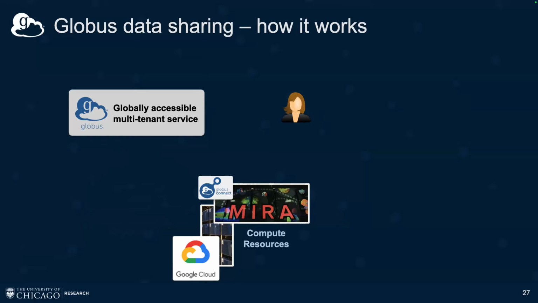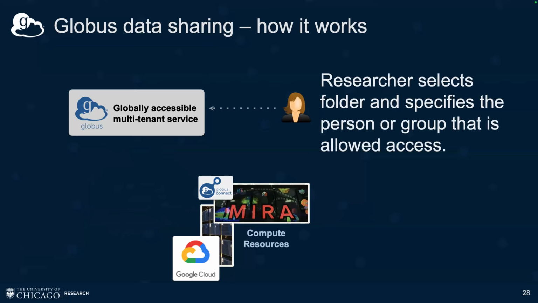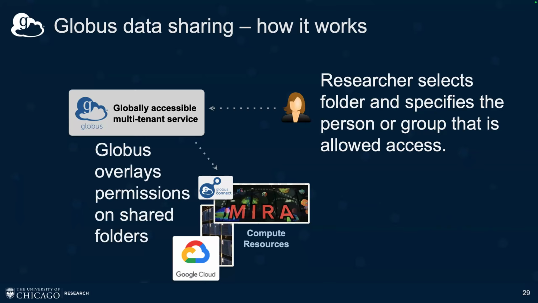So again, you would log into Globus. And then using Globus, you'd browse to the folder you want to share. You'd pick that folder, and then you would specify the person that you want to share it with, or the group of people that you want to share it with. And that's all that you need to do. You're done. What Globus does is the service stores what we call a permission, and it overlays that permission on top of the permissions that are already configured on the storage system.